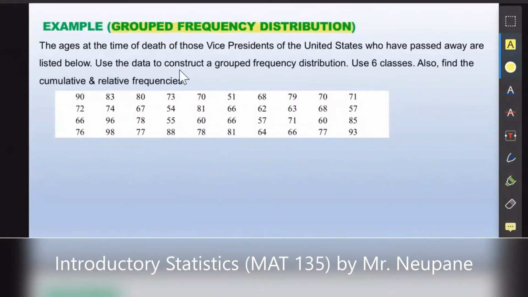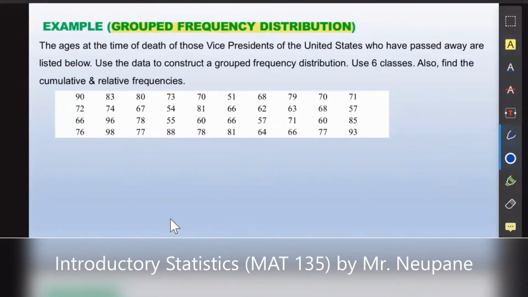We are asked to use the data to construct the frequency distribution, and in order to do that, we are asked to use 6 classes. That is, we have to break this data into 6 classes and also find the cumulative and relative frequency. We already know how to find those. Now, what I want you to do is look at the data given here and tell me what is the smallest value over here?